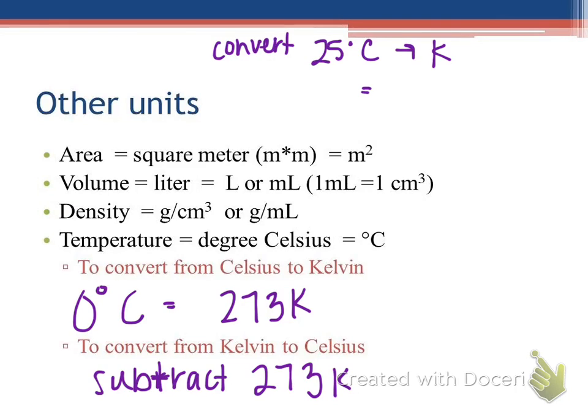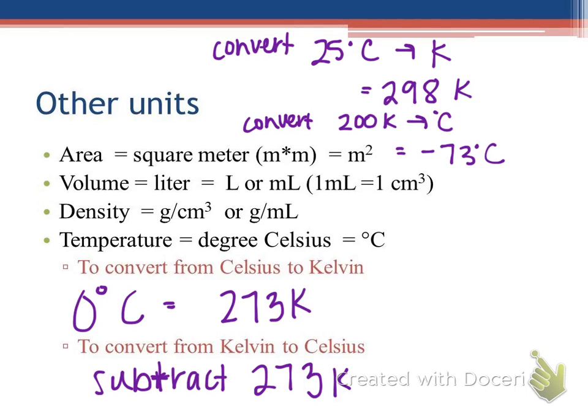Okay, what did we get? 298 Kelvin. Okay, so that's just how we say it. We have 298 Kelvin. That's our temperature, 298 Kelvin. So if I said convert 200 Kelvin to degrees Celsius, okay, go ahead and do that conversion. What should it be? Negative 73 degrees Celsius. Right, so Celsius can be negative.